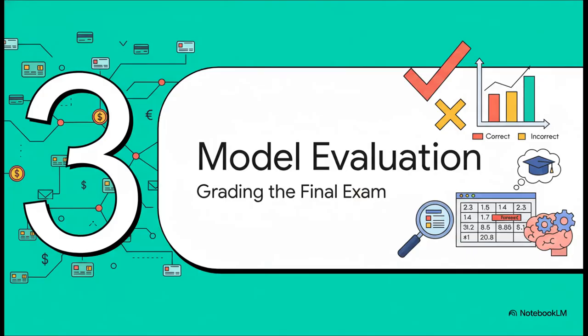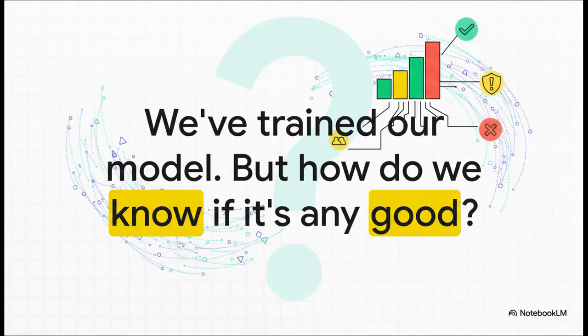All right, so we've built the model, we've trained it, it thinks it's pretty smart, but is it really? Phase 3 is the final exam. This is where we grab that test data we set aside earlier and see how well our student actually performs. And that's the big question, right? How do we even know if it's any good? What does good even look like here?